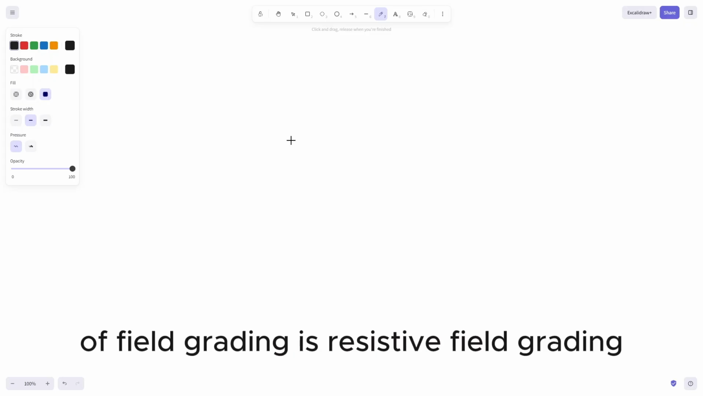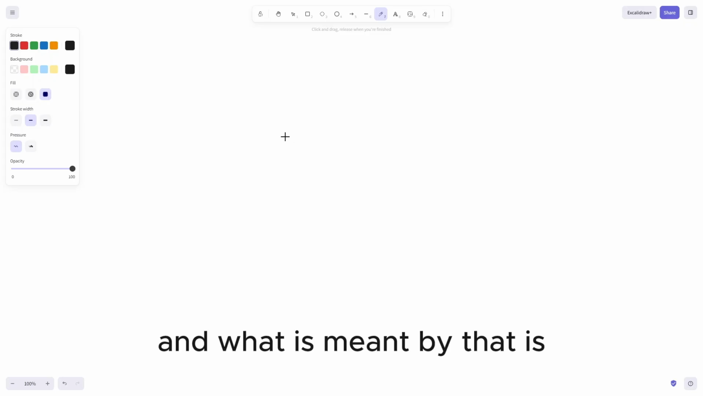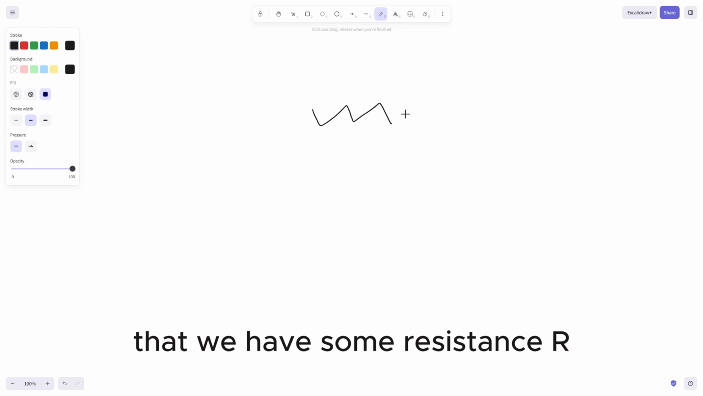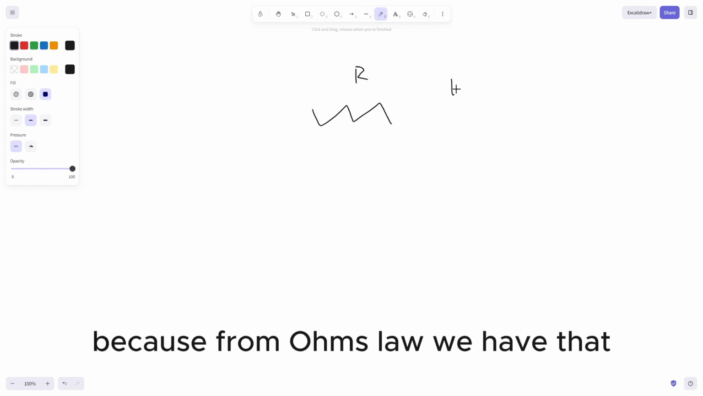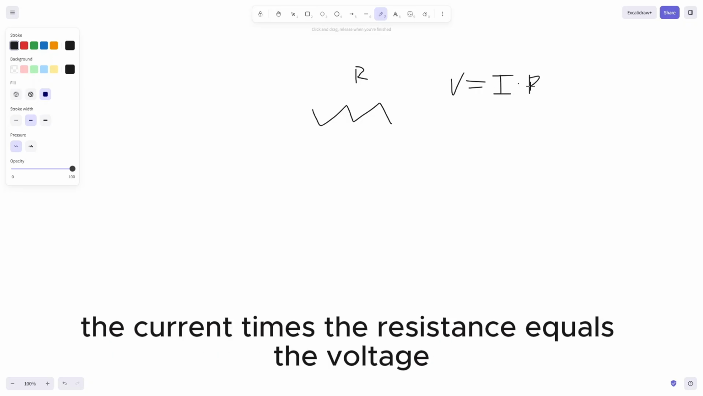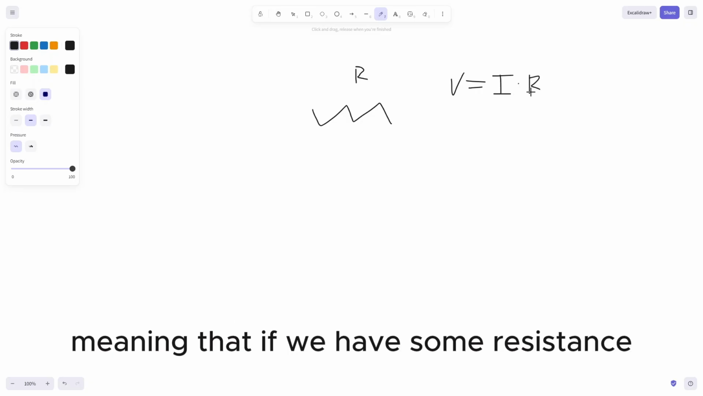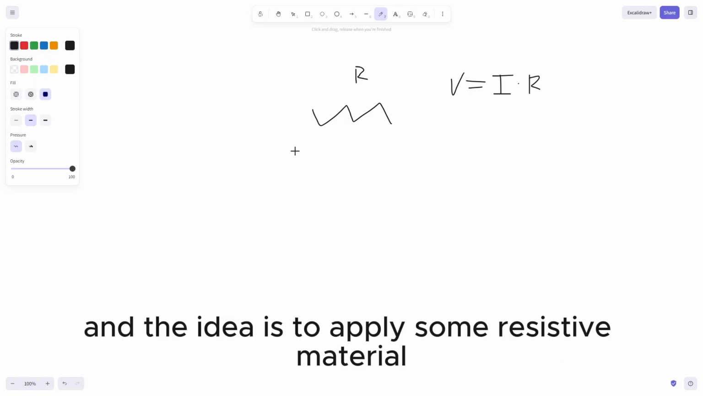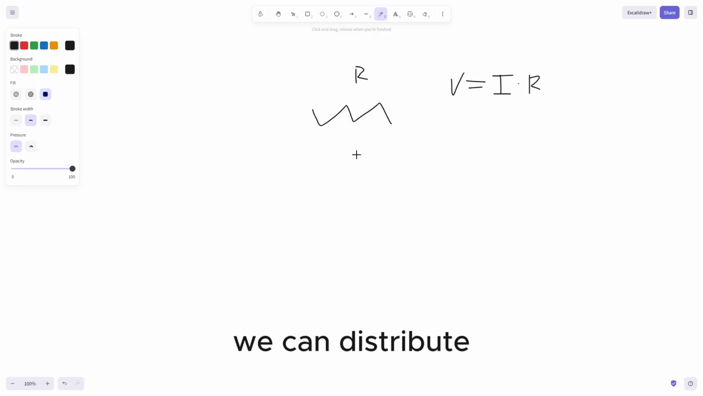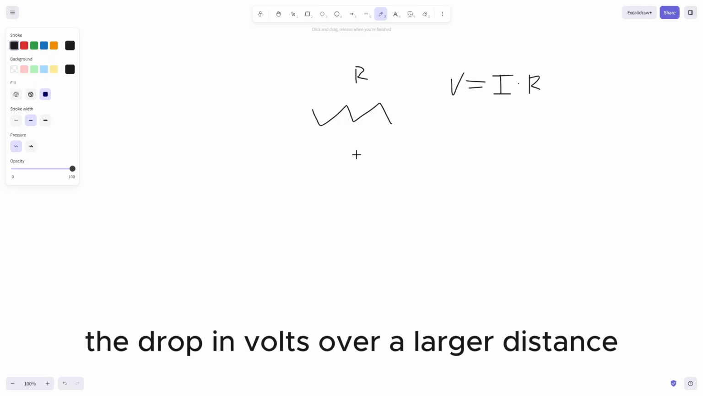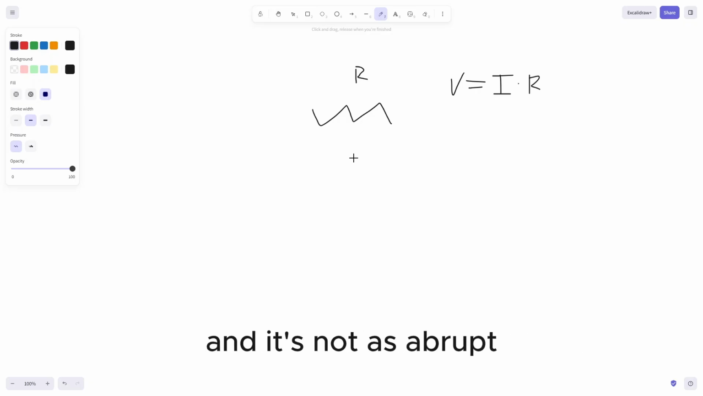The last form of field grading is resistive field grading. And what is meant by that is, as you might have guessed, that we have some resistance, R, and that resistance will cause a voltage drop because from Ohm's law we have that the current times the resistance equals the voltage, meaning that if we have some resistance, then we can have a voltage drop. And the idea is to apply some resistive material at a place where there is a large difference between 2 potentials, so we can distribute the drop in voltage over a larger distance, and it's not as abrupt.